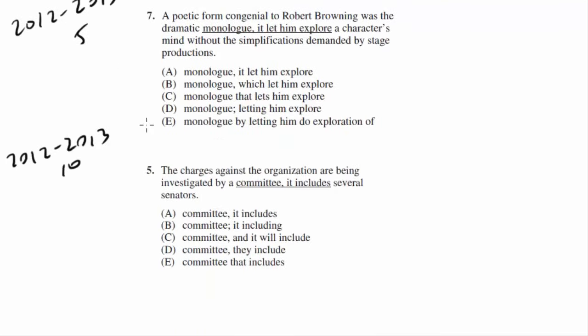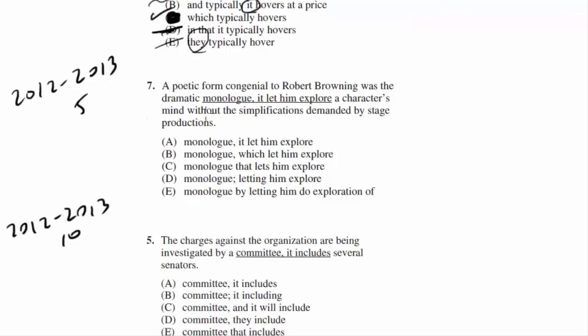Let's look at 7. A poetic form congenial to Robert Browning was a dramatic monologue. It let him explore a character's mind without the simplifications demanded by stage production. So this one again, complete sentence, comma.